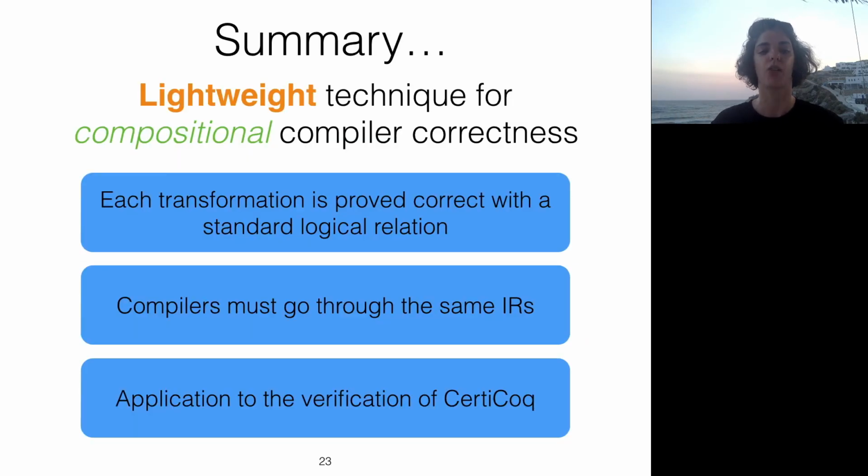So to summarize, we present a novel lightweight technique for compositional compiler correctness that we use to obtain a compositional compiler correctness theorem for the CertiCoq compiler. The key idea that we introduce is that we do not need transitivity to obtain a top-level compositional relation for a multipass pipeline as long as we are willing to accept the restriction that compilers go through the same sequence of intermediate languages. This technique is compatible with standard logical relations or any other relation that is adequate and compatible with linking.